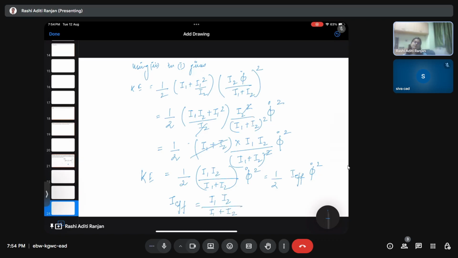If we look closely, it is something related to when two springs are in series. The effective stiffness is of this form. So we can write it as 1 by I1 plus 1 by I2.